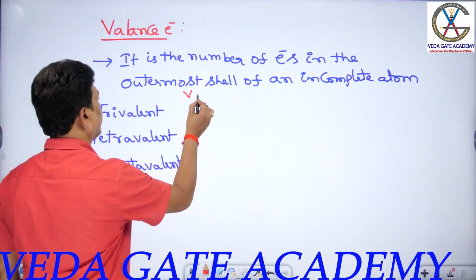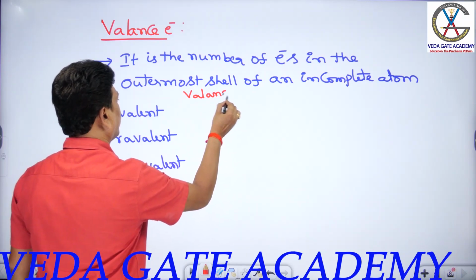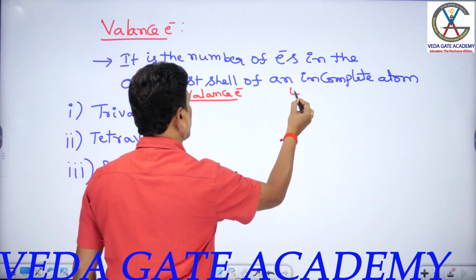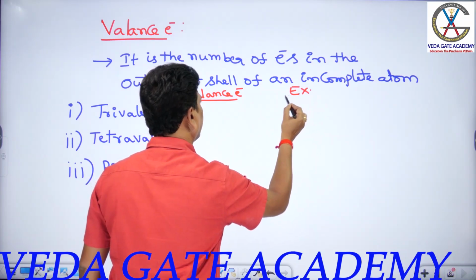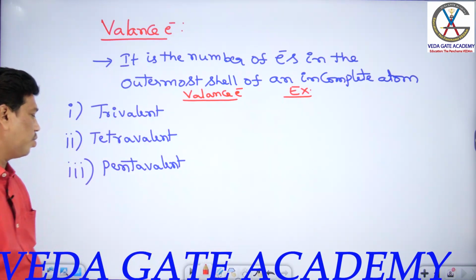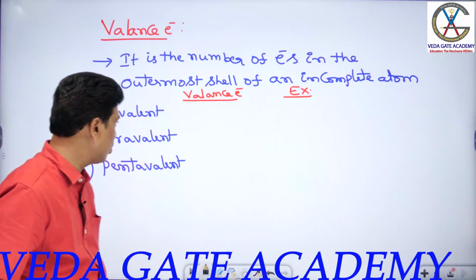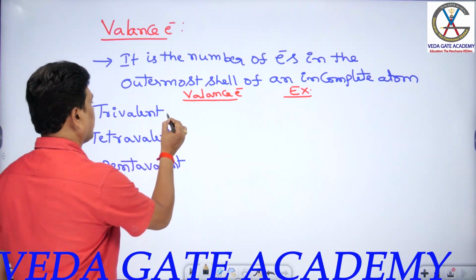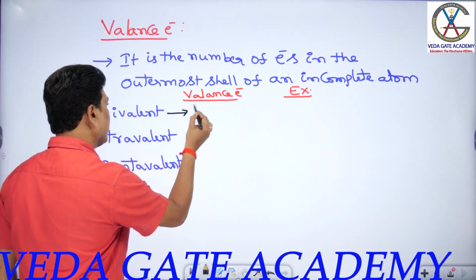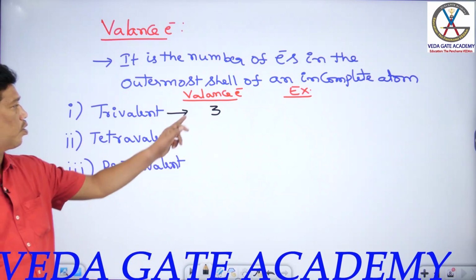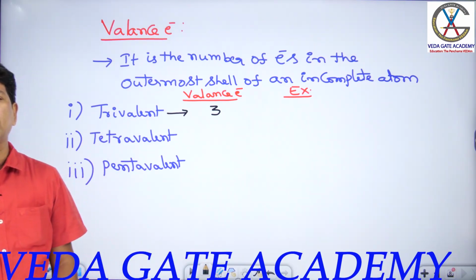Now I indicate the valence number, and based on that you can also check some examples. There are trivalent, tetravalent and pentavalent atoms. Let me discuss that. A trivalent atom has an incomplete outermost cell. How many electrons are there? 3 are there.